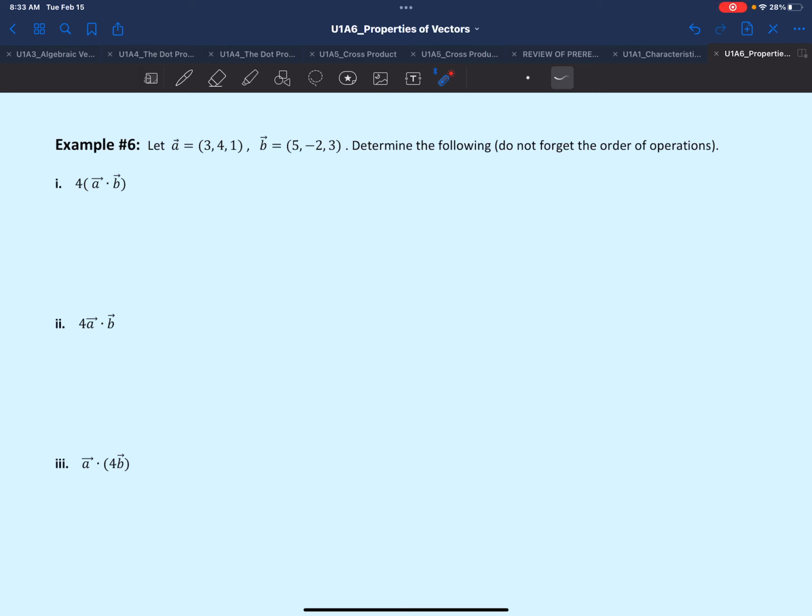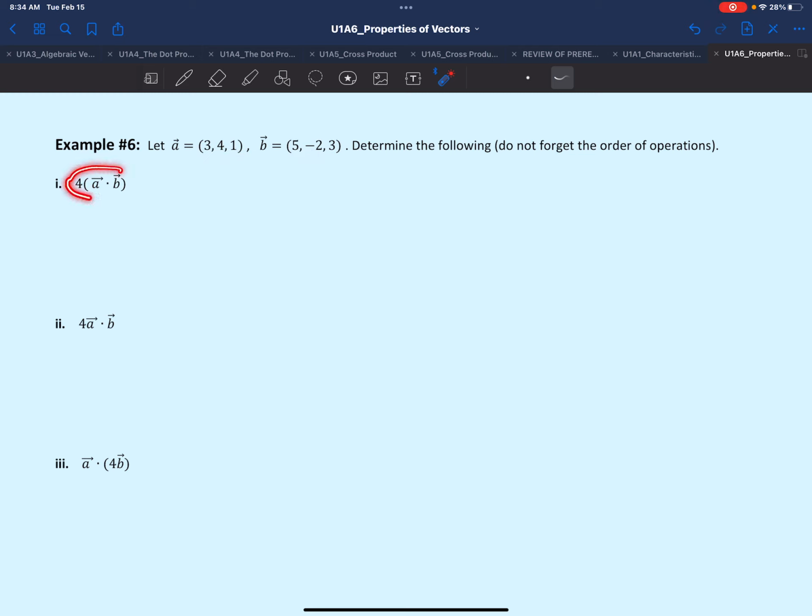Welcome back to lesson U1A6, Properties of Vectors. This is video number 3, and we're taking a look at example 6. We're given two vectors in 3D, vectors A and B. You can tell they're in 3D because the coordinates are a set of 3 numbers. And we have to determine the following as indicated.